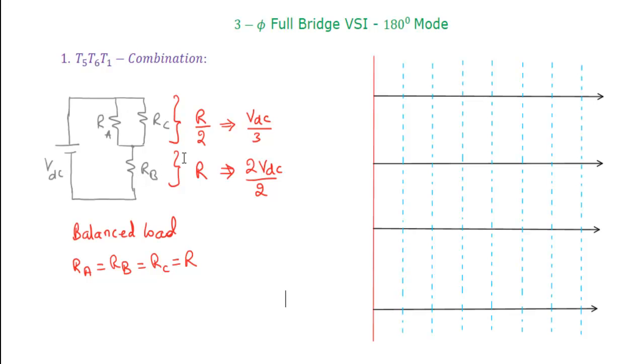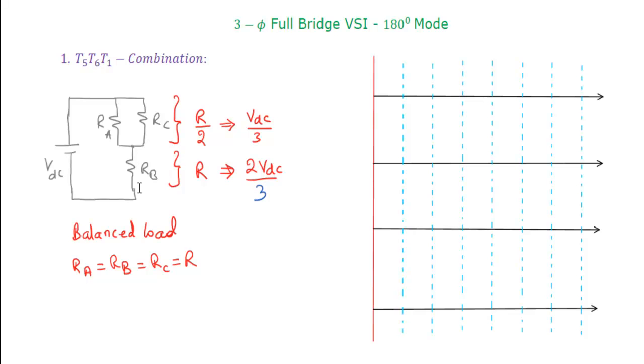So this R by 2 and R are connected in series to the same source voltage. Then based on the voltage division formula, you can see that less voltage will appear here and more voltage will appear here. That means three portions will be there. One portion, 1/3, will appear here, and 2/3 portion will appear here. Sorry for the mistake here.